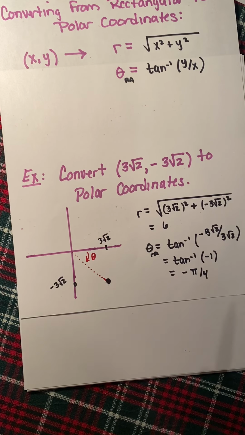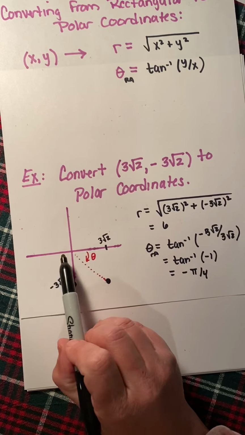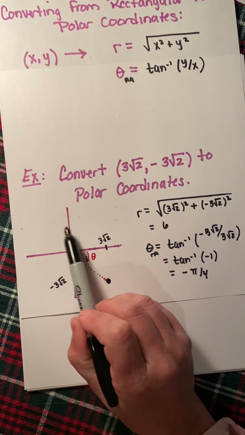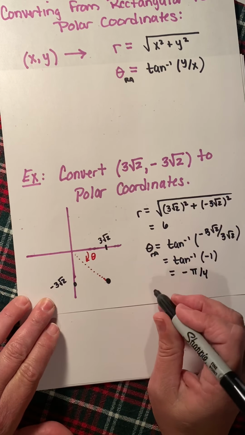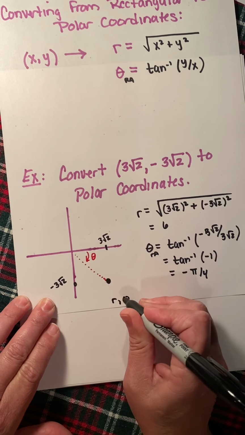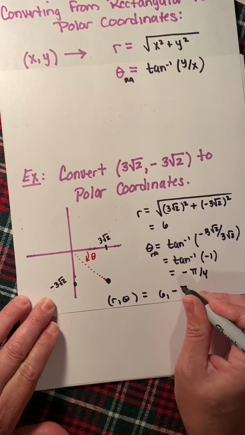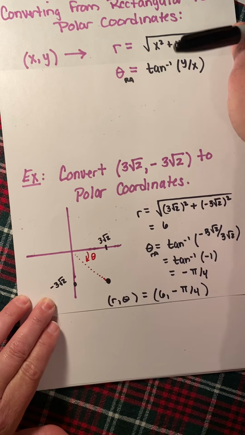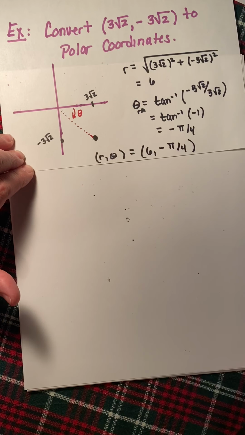If we had gotten negative pi over 4 and we were over in this other quadrant, where our point was negative 3 square root of 2, 3 square root of 2, then we would know our reference angle was pi over 4, and we'd have to make a different choice. So therefore, we have what we need, and r, theta can be written as (6, negative pi over 4). Or we could have used any angle whose terminal side lands right there.